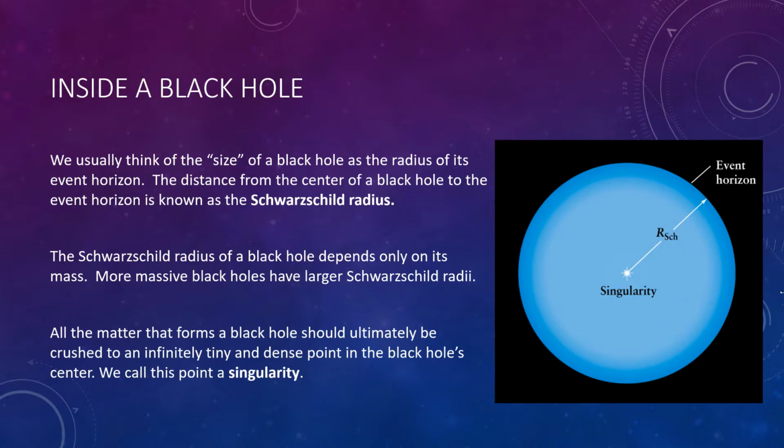The Schwarzschild radius of a black hole depends only upon its mass. More massive black holes have larger radii. A black hole with the mass of a sun, our sun, has a Schwarzschild radius of about 3 kilometers, only a little smaller than the radius of a neutron star of the same mass. But a black hole with 10 times the mass of the sun has a Schwarzschild radius of about 30 kilometers.